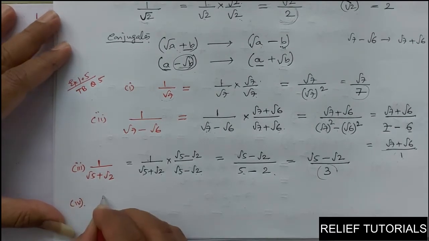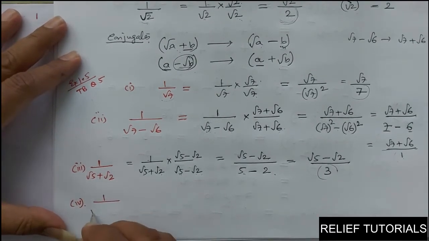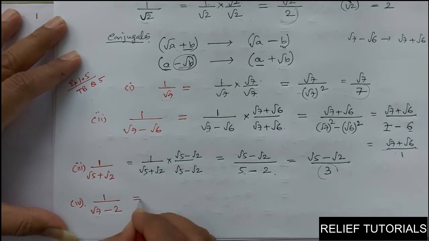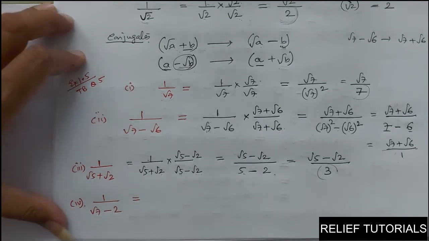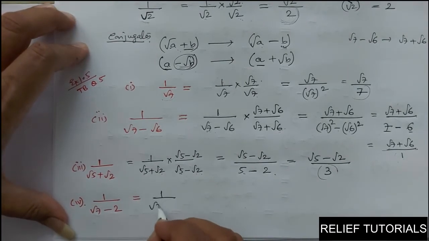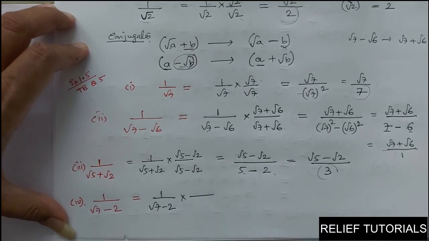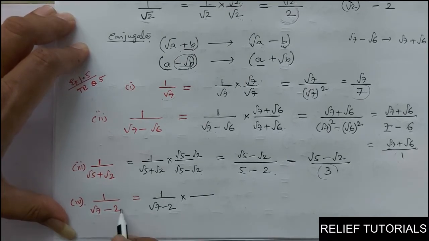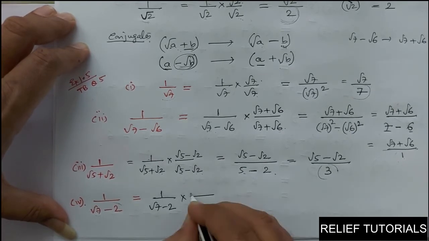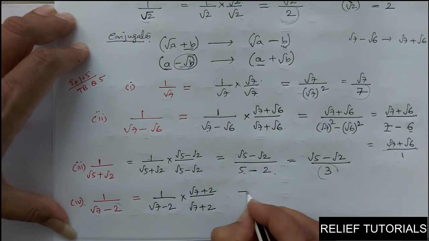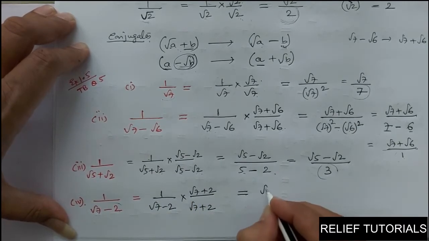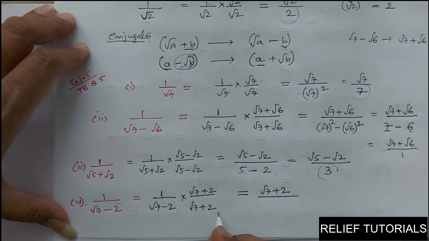Now the fourth one: 1 upon root 7 minus 2. So here what will you do? 1 upon root 7 minus 2, you will rationalize the denominator, which means you will multiply numerator and denominator by the conjugate of the denominator. So its conjugate is root 7 plus 2. Here also root 7 plus 2. So 1 into root 7 plus 2, so that is root 7 plus 2 upon a minus b, a plus b.